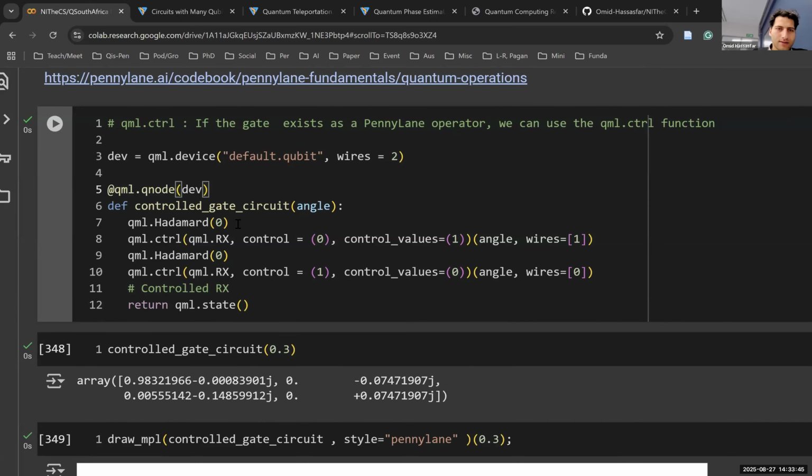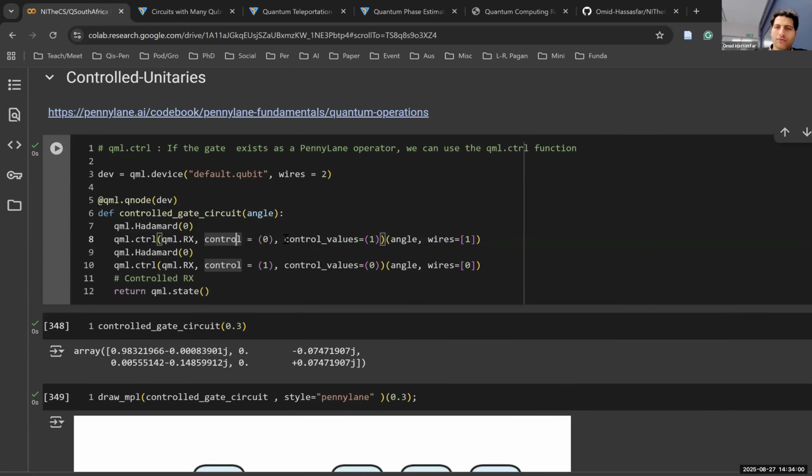And okay, this is just a simple Hadamard. The point is here. Here, I'm going to apply Rx. Of course, I need to specify the angle. My control qubit is 0. My control value also is 1, which means if it's 1, the circuit will apply Rx. And wire number 1 is my target.